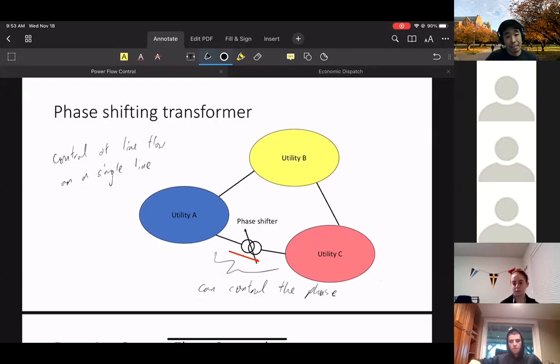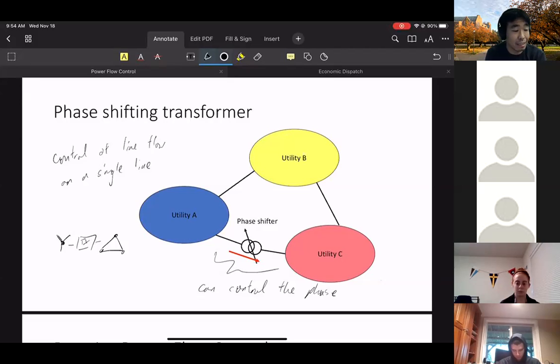Well, like a Y-delta or a delta-Y shifted by 30 degrees? Right, so one easy thing to do is you can shift by 30 degrees because you can have a Y-delta transformer. One way to do this is to have a Y connection that goes through a transformer and comes out as a delta connection. This gives you a 30 degree angle shift, just because of the way Y and delta work. So that's a 30 degree angle shift. But to shift by an arbitrary angle becomes much more difficult.